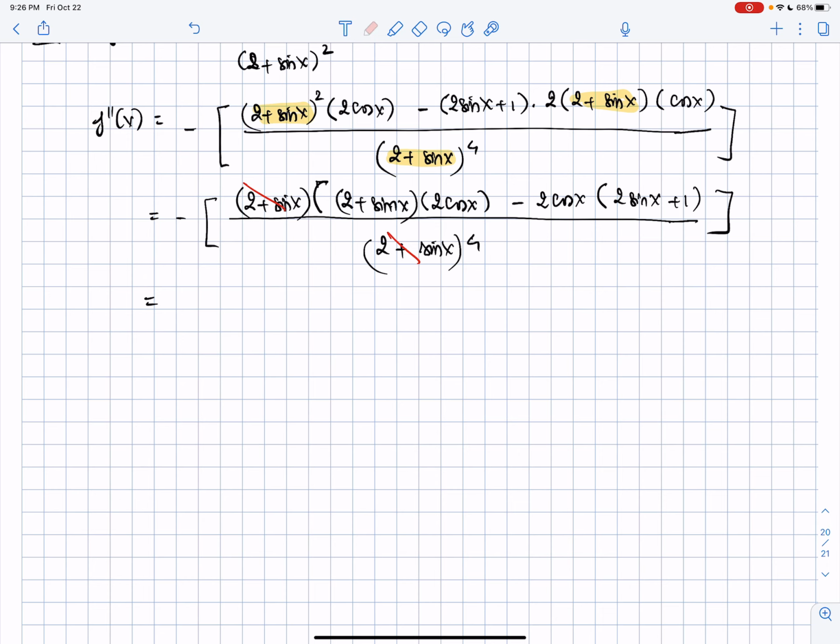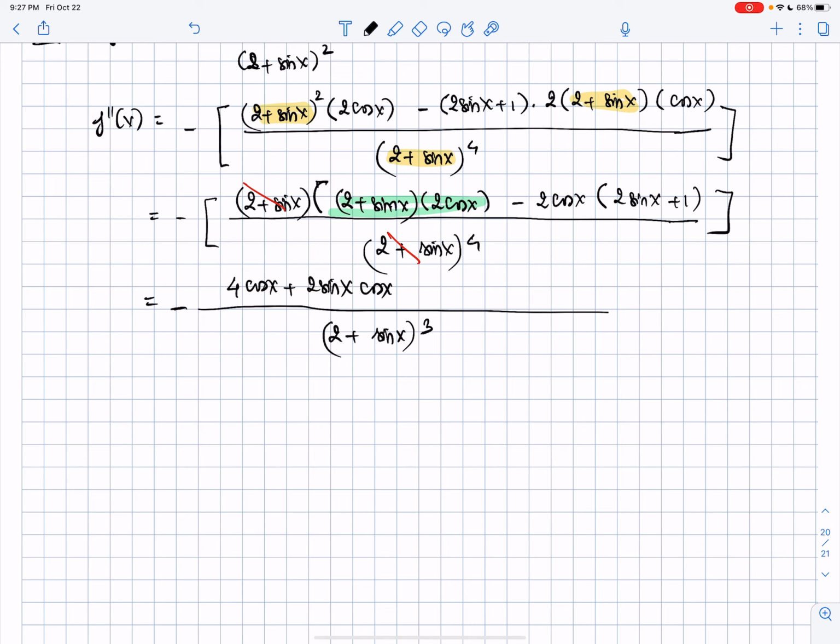So then we will get, we can open the bracket also, so we just have minus, and then in the bottom we will have 2 plus sine of x to the third power. Now open the parenthesis, we distribute. For this, we will get 4 cosine of x plus 2 sine of x cosine of x minus 4 sine of x cosine of x. I multiply this, right? Distribute. And then minus 2 cosine of x.